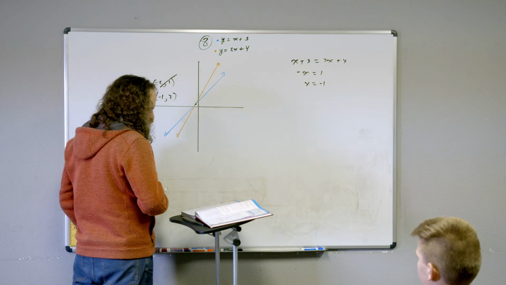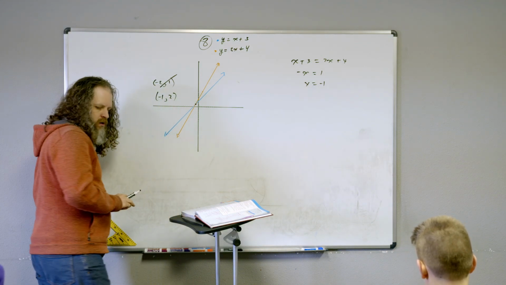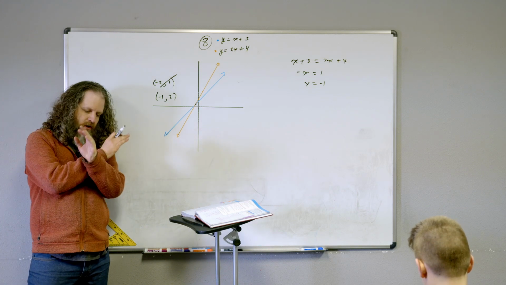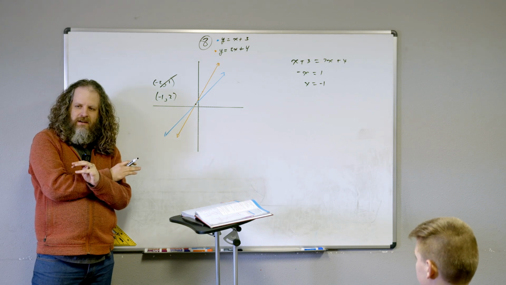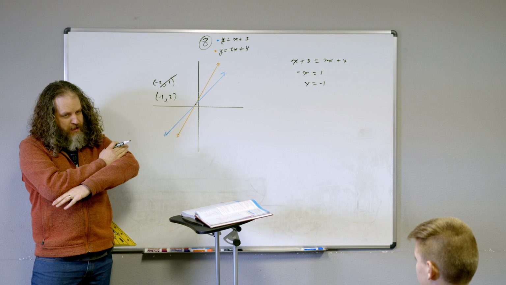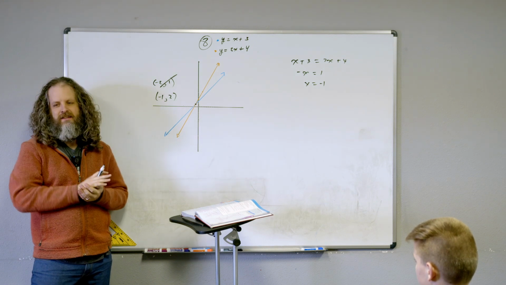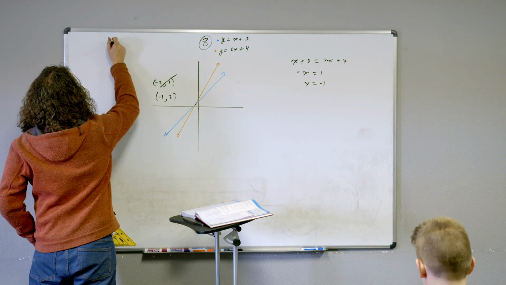What if it's not inconsistent? How do you know? If it crosses once, if it has one solution, it's consistent and independent. If it is the same line, it is consistent and dependent. And if it never crosses, it's inconsistent. That's it.